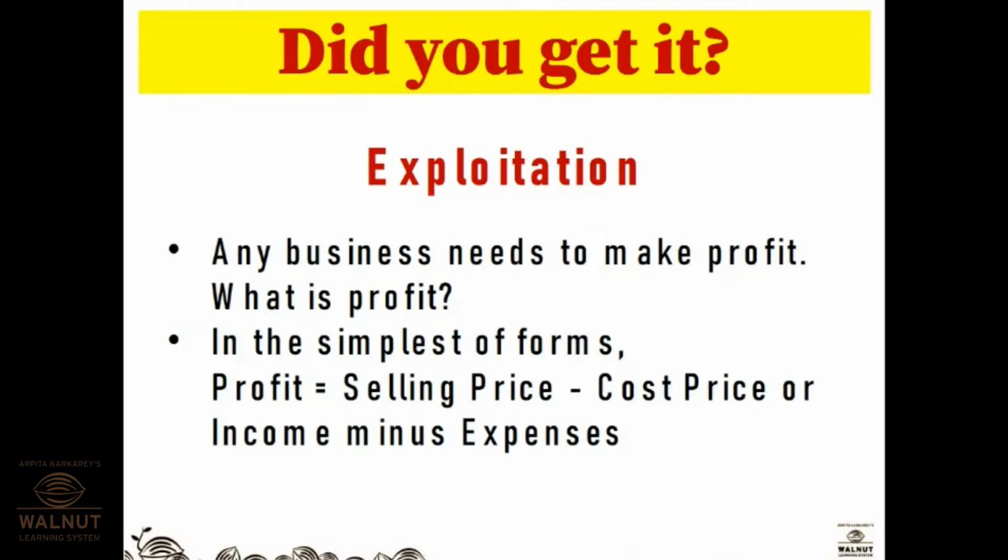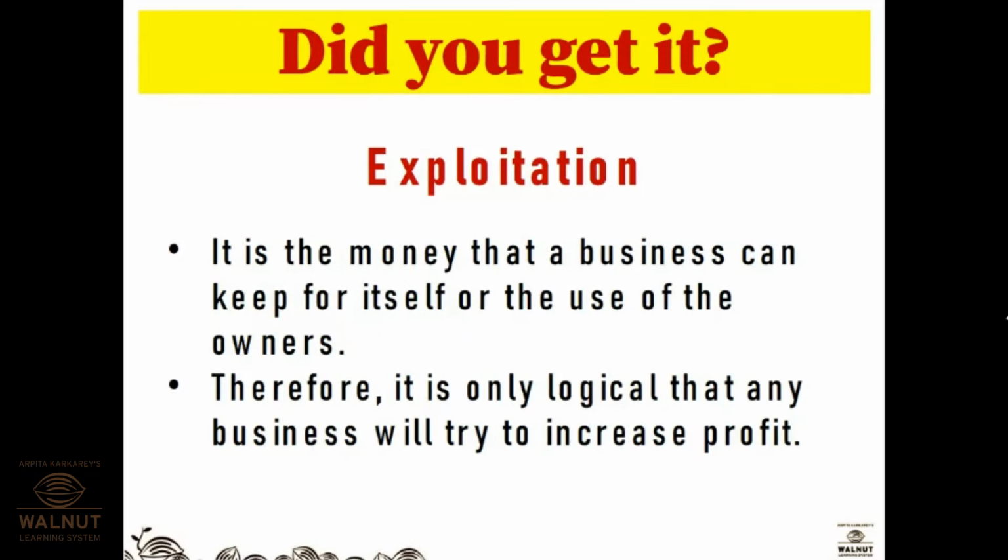What is profit then? In the simplest form, profit is equal to selling price minus cost price, or income, whatever we get, minus expenses, whatever we have given for the business. Okay. So this we have already learned in math, right? It is the money that a business can keep for itself or for the use of the owners. If it is a single-owned firm, then it is for the owner. But if a firm or a factory has two or three owners, the profit is distributed among all the owning members.